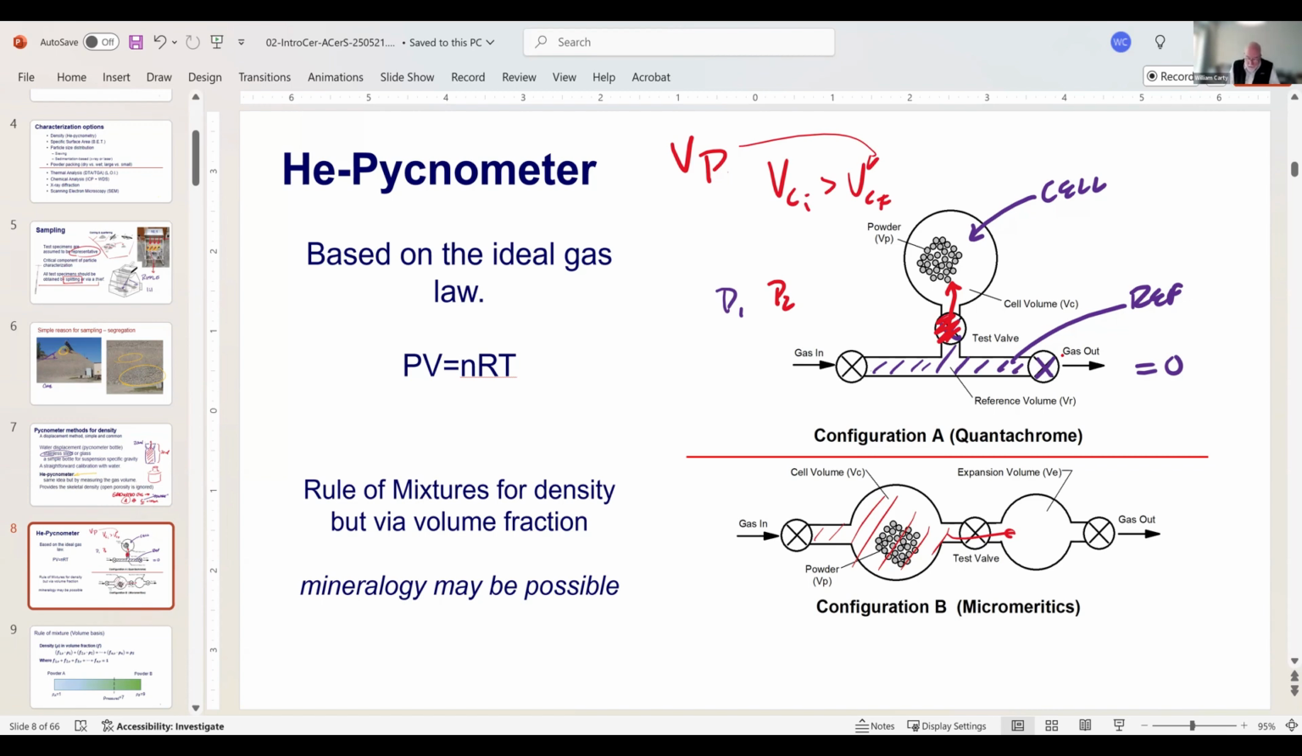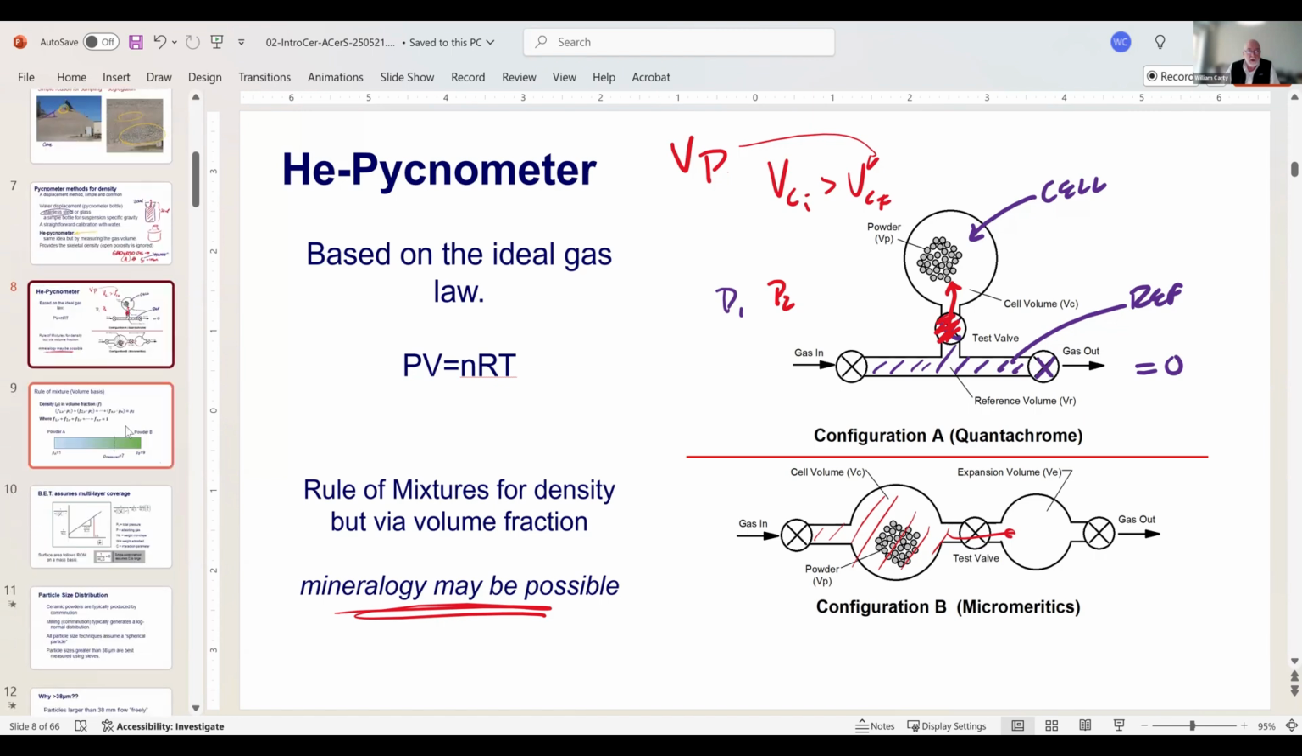I say here that mineralogy may be possible. We did a bunch of work several years ago to get to mineralogy based on helium pycnometer and the measurement of density, density through helium pycnometer, elastic modulus or thermal expansion. There were a couple things that could be done to get to mineralogy from density measurements. This follows what's called a rule of mixtures. So the rule of mixtures I show to you here.